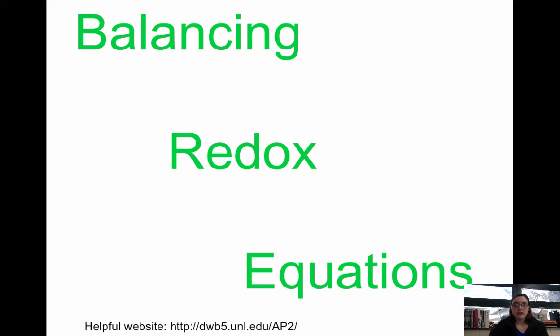In this video, we're going to look at how to balance redox reactions. This is going to be different than what you're used to with balancing equations because now we have to deal with electron transfer as well.